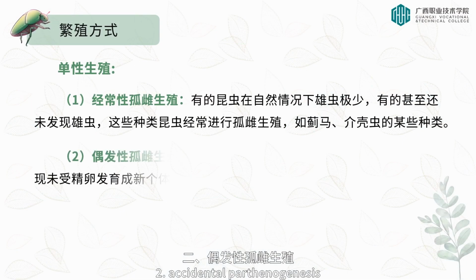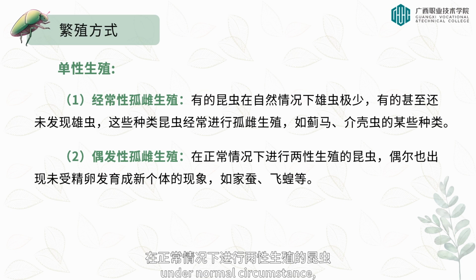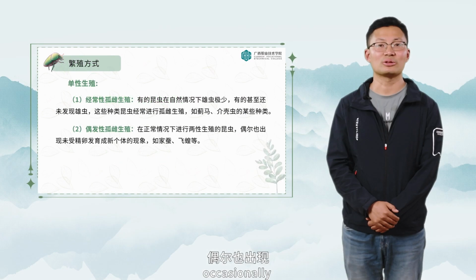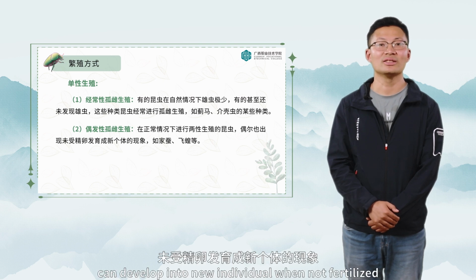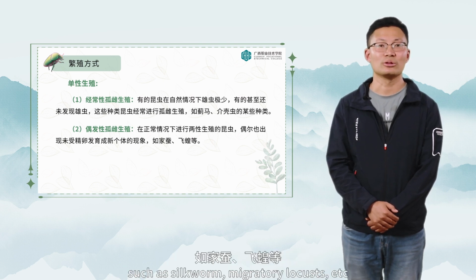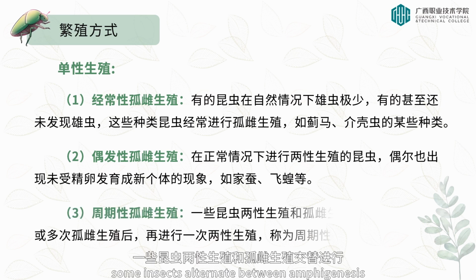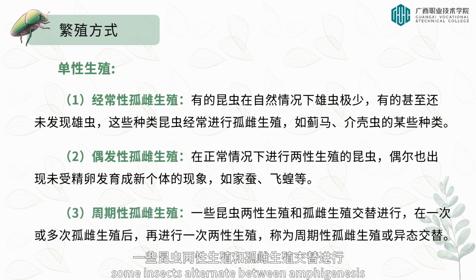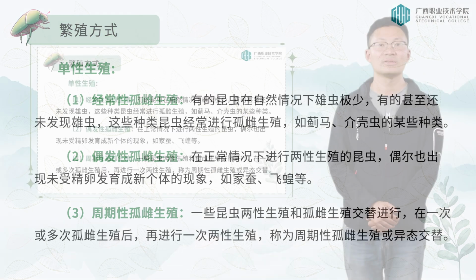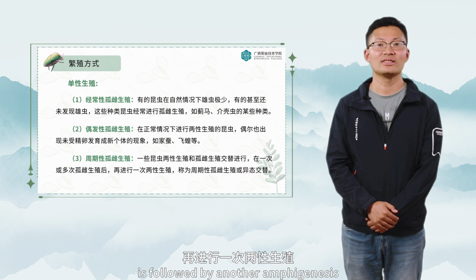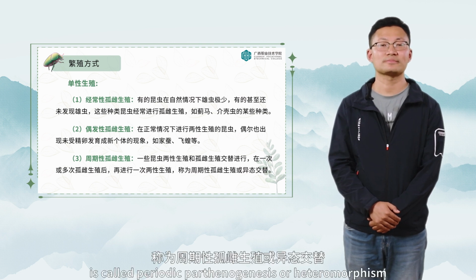2. Accidental parthenogenesis. Under normal circumstances, the insects reproduced by amphigenesis can occasionally develop into new individuals when not fertilized, such as silkworm, migratory locusts, and so on. 3. Periodic parthenogenesis. Some insects alternate between amphigenesis and parthenogenesis. One or more parthenogenesis is followed by another amphigenesis. It's called periodic parthenogenesis or heteromorphism.